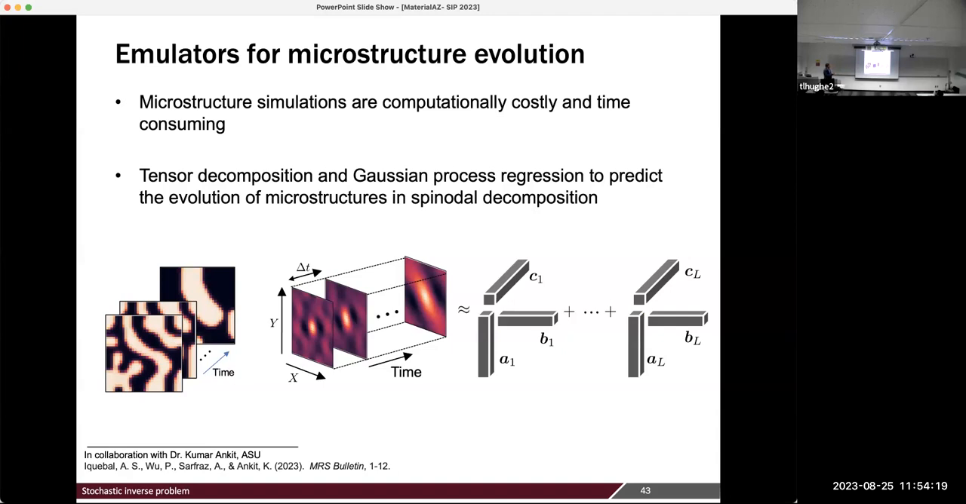So one of the first works that we did was trying to do a low dimensional representation of microstructures using tensors. And then once you're in the tensor space, now you can use your off-the-shelf machine learning models like Gaussian processes. So that was our first work, published in MRS Bulletin.